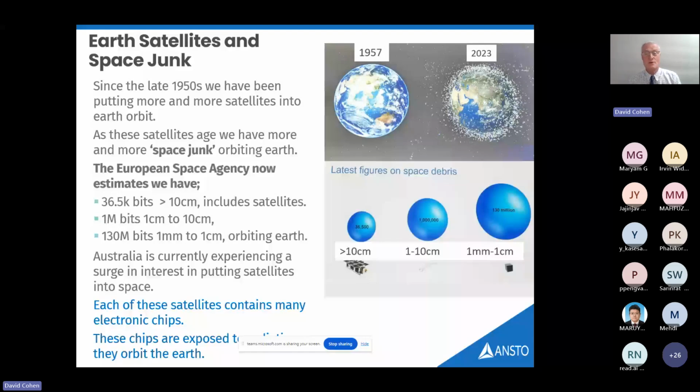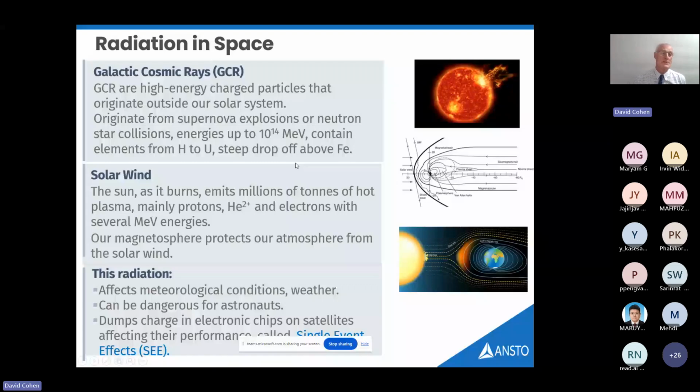So the question is, can we use accelerators to give us a feel for whether our electronics will survive in space or not? Well, the first thing is, let's have a look at what sort of radiation is in space. There's the galactic cosmic rays, and these are charged particles that come from outside the solar system. They have very high energies, up to 10 to the 14 MeV. And there's a lot of elements in there. You've got hydrogen right through to the uranium ions coming through, but there's a steep drop off for anything heavier than iron. So these are galactic cosmic rays that come in and hit the Earth.